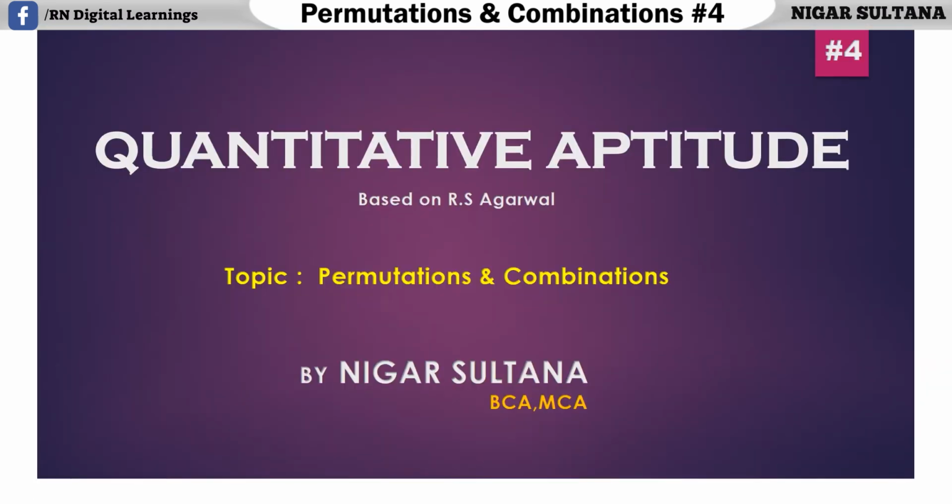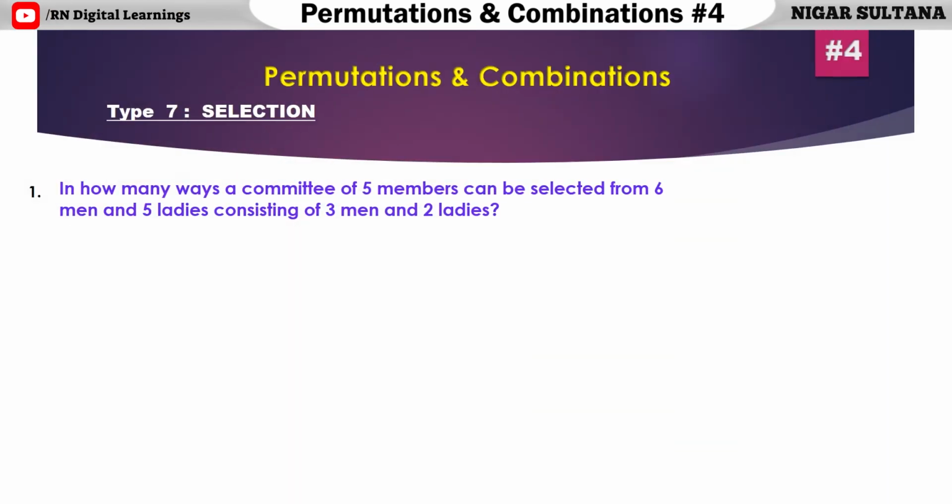Today is type 9 problems which is based on selection. Let's proceed with the first problem. First is, in how many ways a committee of 5 members can be selected from 6 men and 5 ladies consisting of 3 men and 2 ladies.